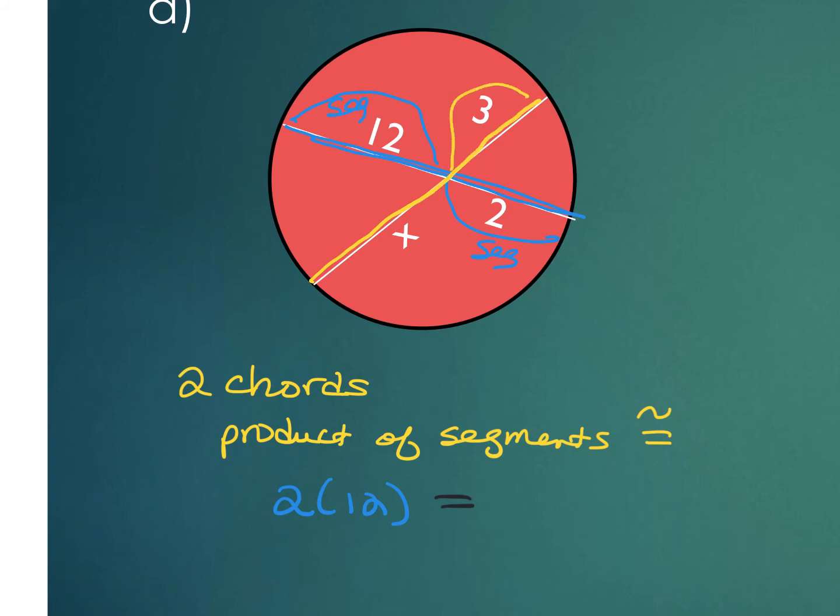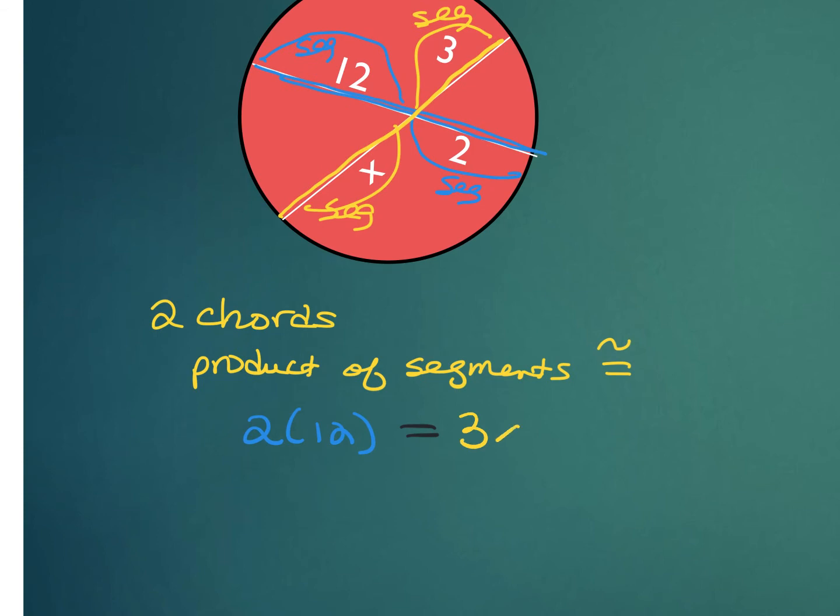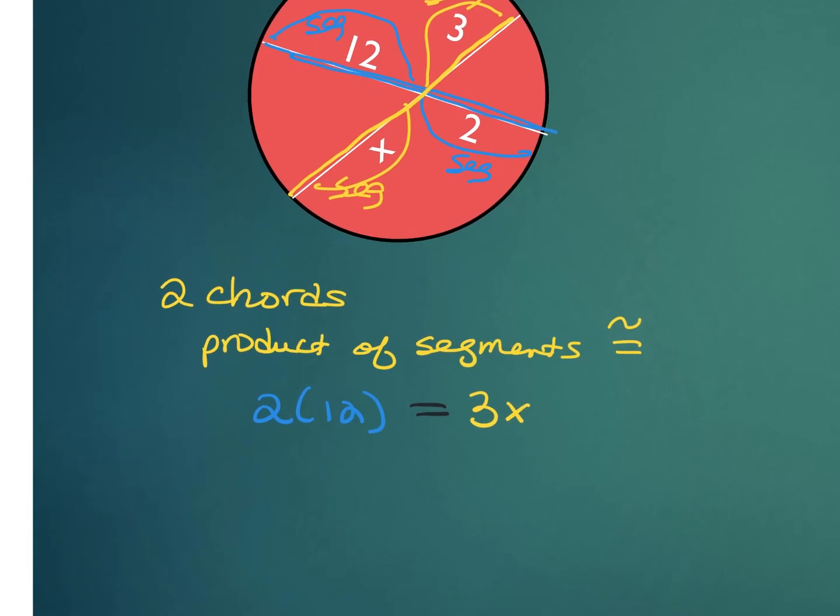So 3 is the segment here, and so is x. So I'll do 3 times x. I'm going to multiply the 2 and the 12. Set that equal to 3x, divide by 3, and x equals 8. So if all they're asking us to do is find x, that's all we need to do.